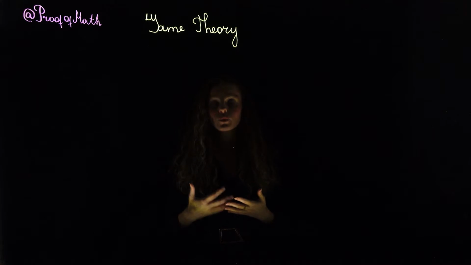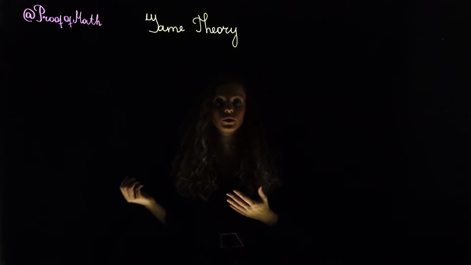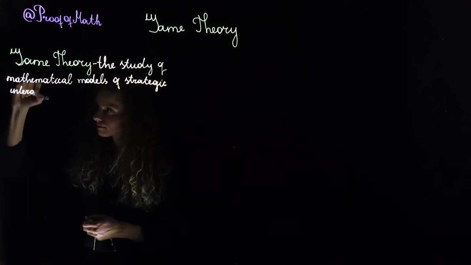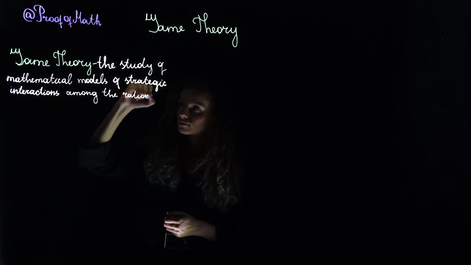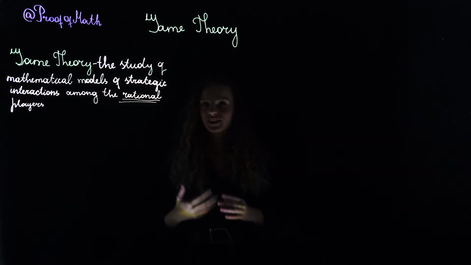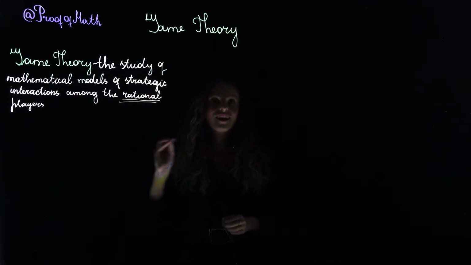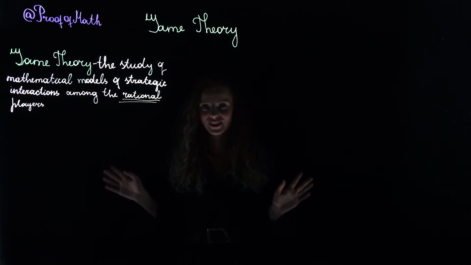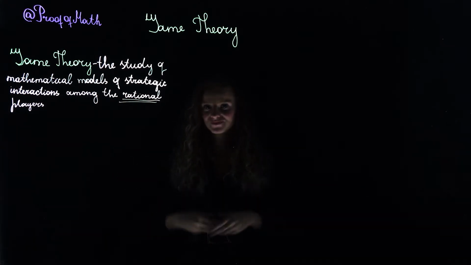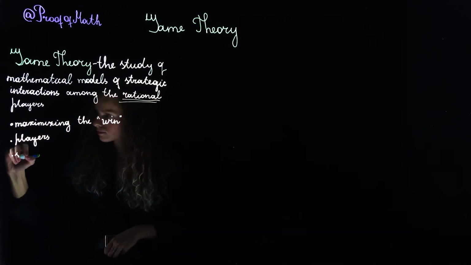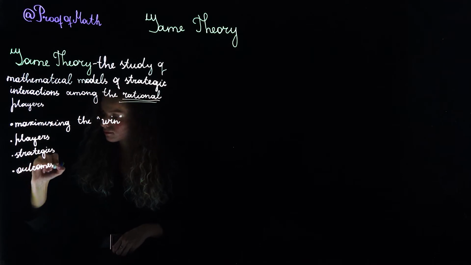In simple terms, game theory is all about making decisions while also keeping in mind what others are going to do. The official definition of game theory is the study of mathematical models of strategic interactions among rational players. It is very important to know that in game theory, the players have to be rational. Otherwise, all your models get destroyed and game theory is not applicable. Game theory focuses on maximizing the win and consists of players, strategy, and outcomes.